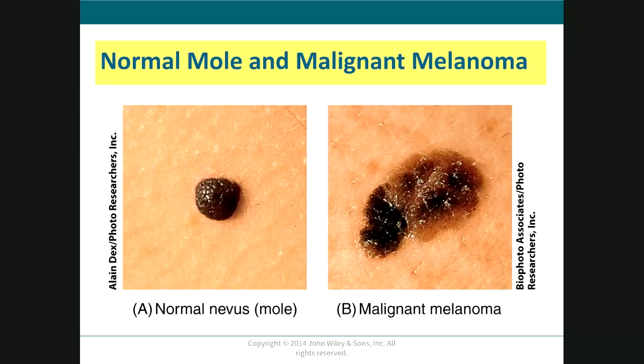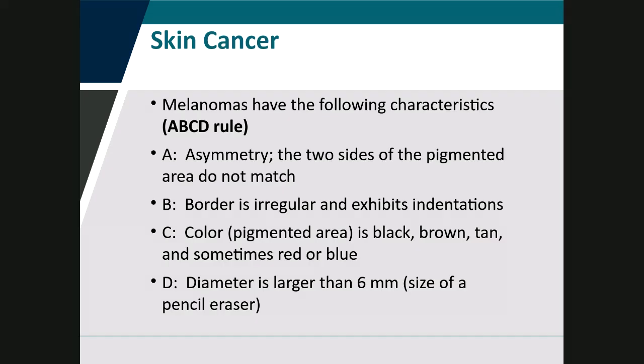So a normal mole and a malignant mole: often dermatologists give free skin checks, they scope the skin and make sure it's nothing to worry about. So when we're talking about malignant melanoma, we talk about the ABCD rule. So how can we determine if it is a malignant melanoma?